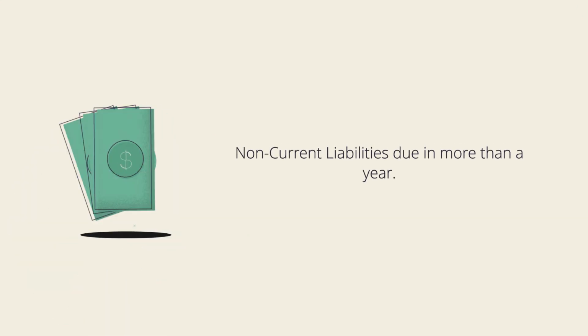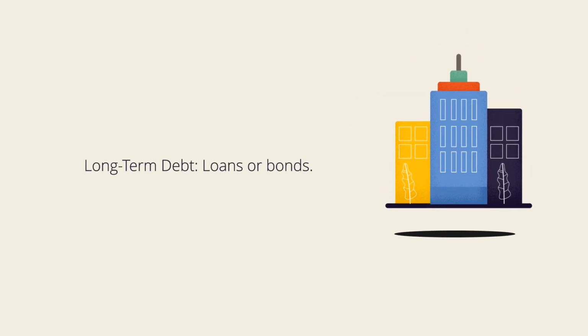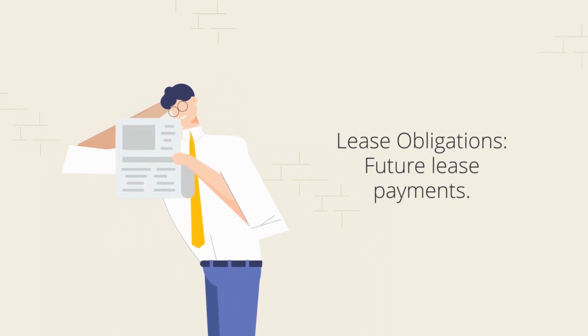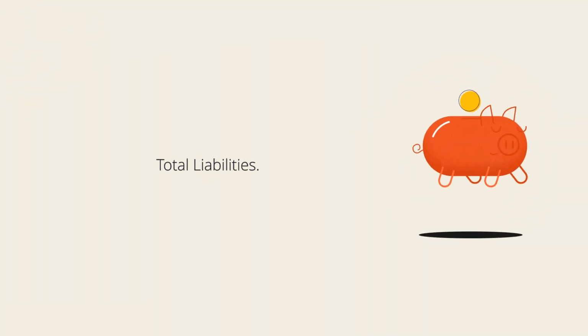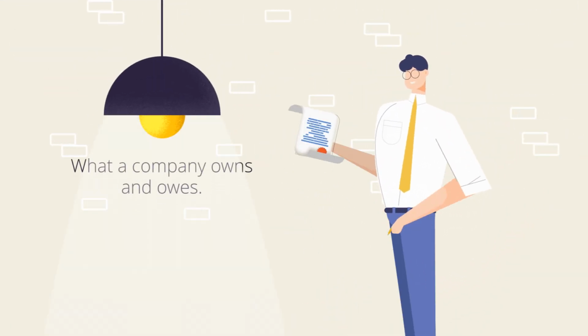Non-current liabilities are due in more than a year. Long-term debt, large bank loans or bonds. Lease obligations, future payments for long-term leases on buildings or equipment. Summing these gives you total liabilities. We've covered what a company owns and what it owes. Next is equity.